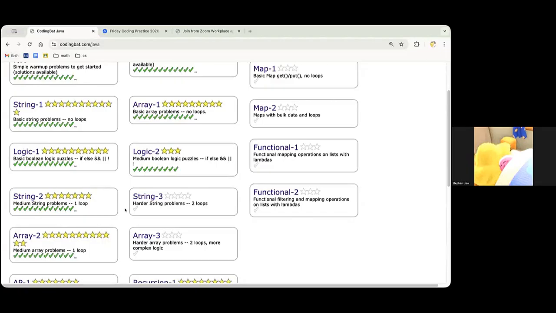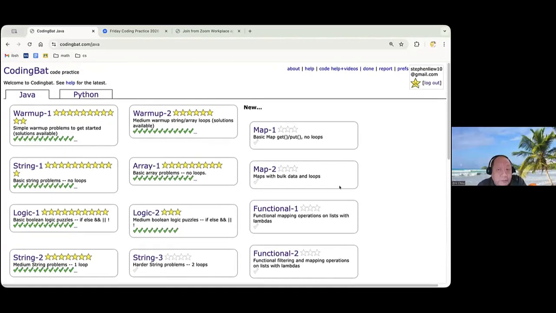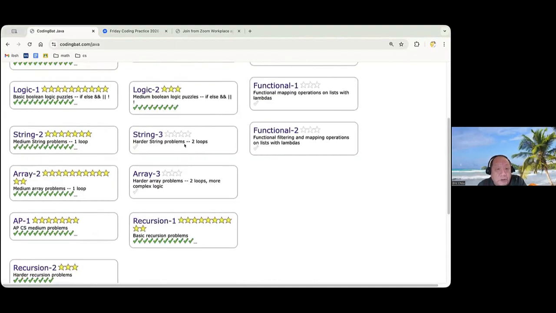Should I do string 3 next? You move down, let me see. Okay, you get started for string 3.